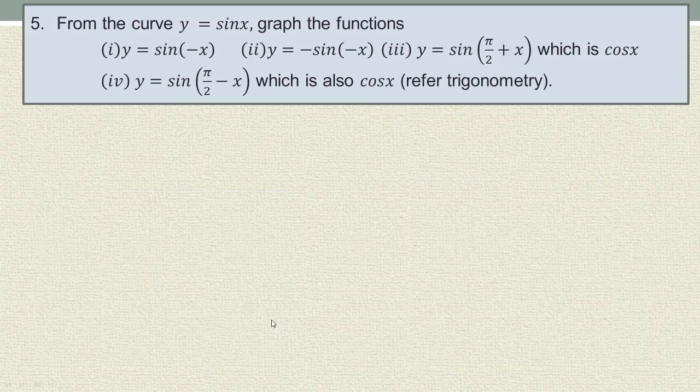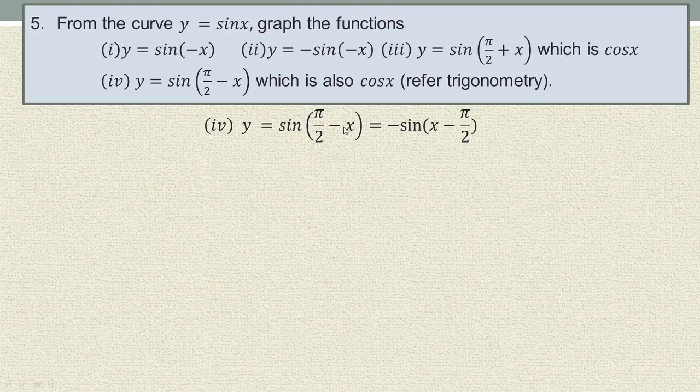And your fourth subdivision is y is equal to sine of pi by 2 minus x. Here you are having minus x, so you just take the minus outside. So it will be minus of sine of x minus pi by 2. Here you are subtracting the constant pi by 2 from this x.